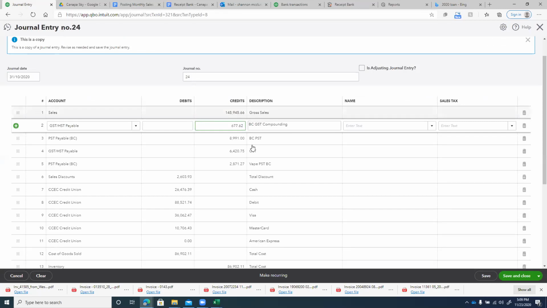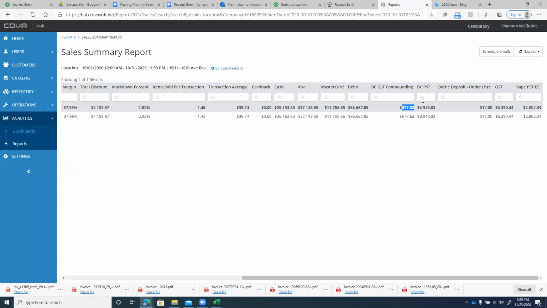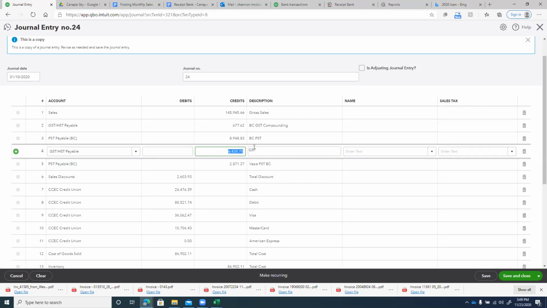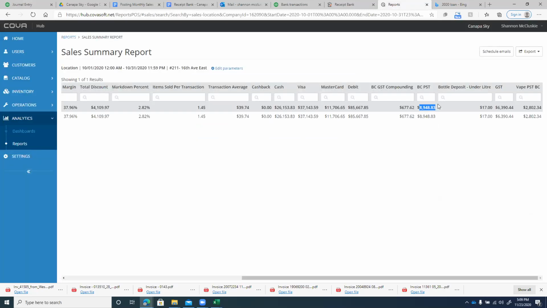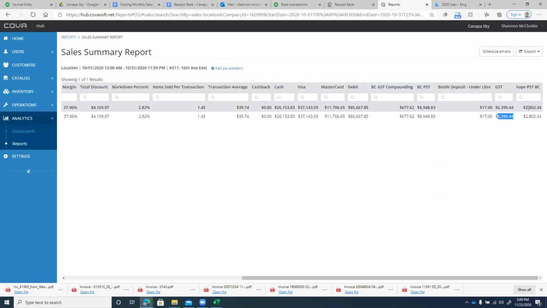So right here, I've written the description. So now we're BC PST, BC PST, goes to there. GST, go back. This one says GST, so GST, just put there. Vape PST, BC, vape PST, vape.